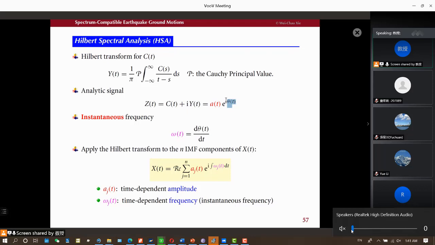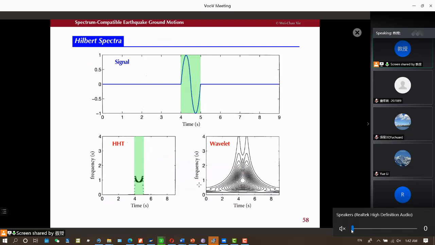And this shows the advantage of the Hilbert transform. Let's say you have a signal like this. It's non-zero between 4 and 5 seconds. And HHT gives you the frequency component only between 4 and 5 seconds. But the wavelet, 小波, has a lot of leakage outside 4 and 5 seconds. So it's not local.